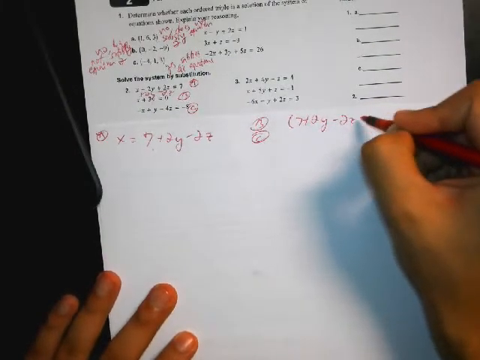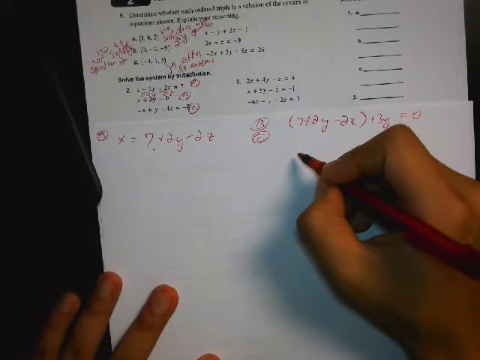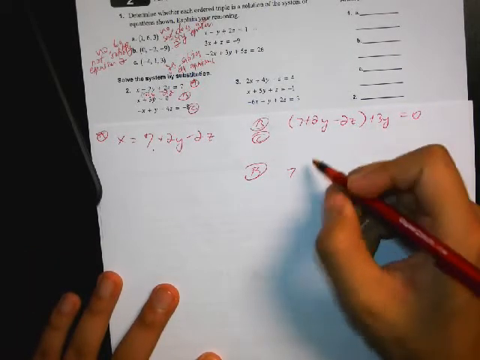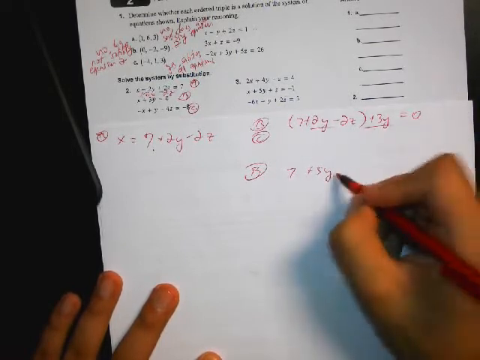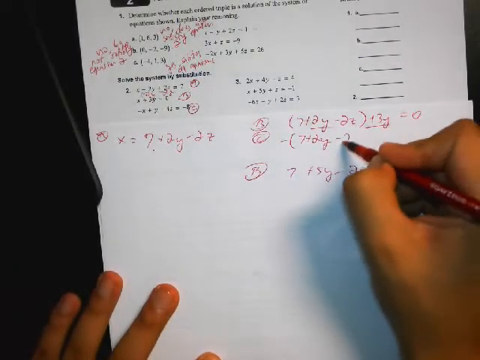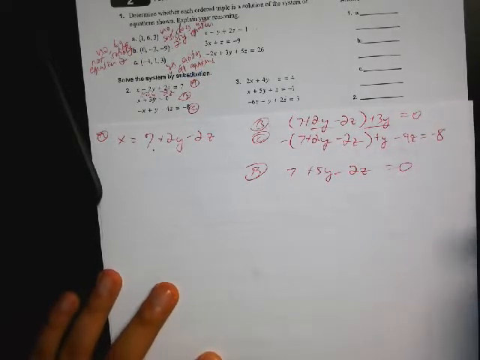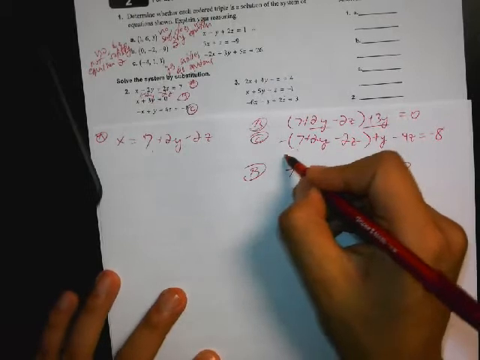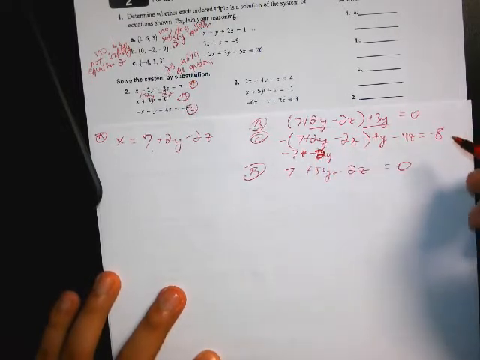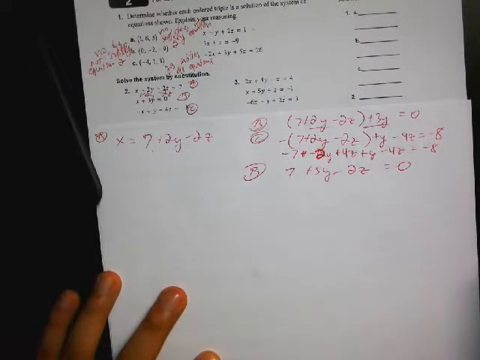That's 7 plus 2y minus 2z, plus 3y, equals 0. So I'm going to combine like terms here. 7 plus 5y minus 2z equals 0. And then c is negative 8. Distribute this out. Negative 7 minus 2y plus 4z plus y minus 4z equals negative 8.